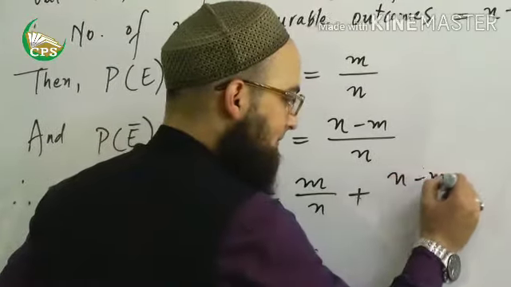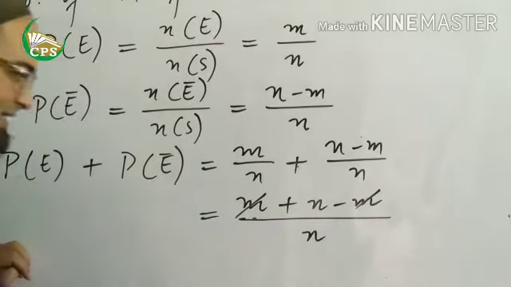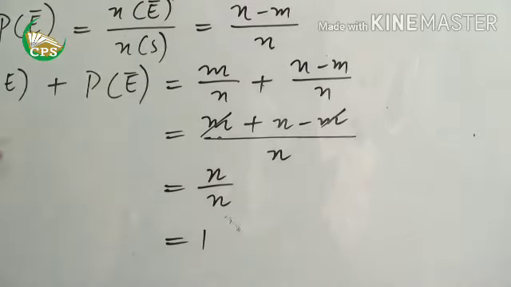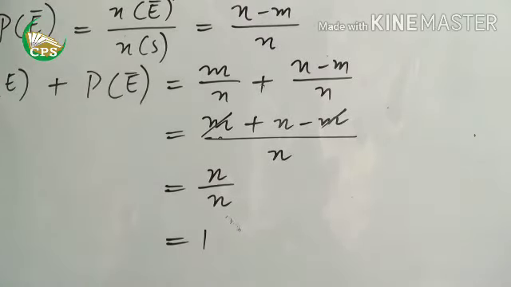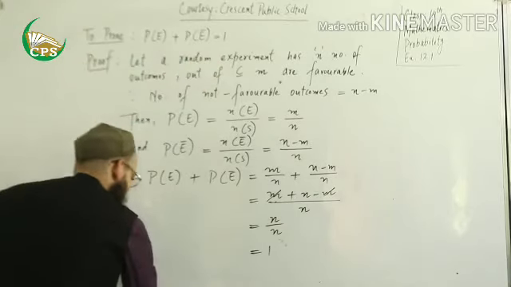Now on solving this, what I'll get? The common denominator, so I'll get (m plus n minus m) divided by n. Got it? Common denominator, so m plus n minus m. Now m minus m is 0, so it gets cancelled. We are left with n divided by n. N divided by n is nothing but 1. So we proved that probability of event plus probability of not event is equal to 1. What we were required to prove, probability of event plus probability of not event is equal to 1.